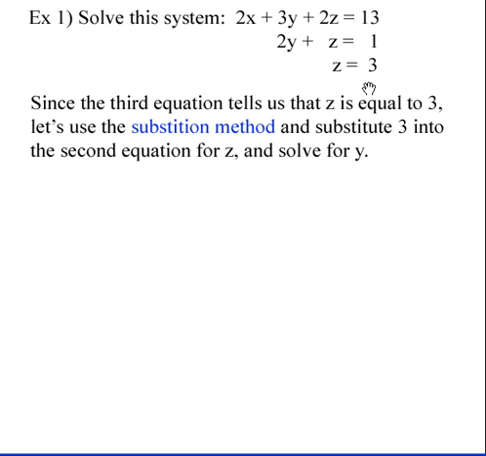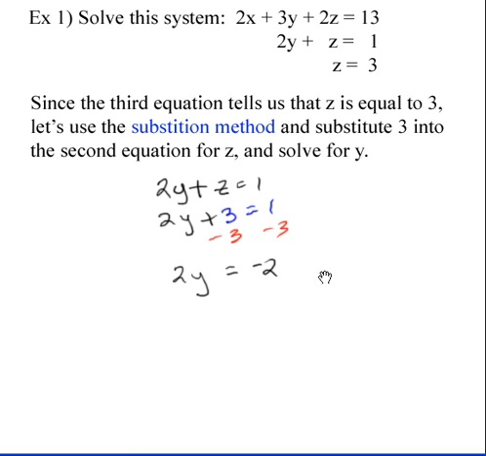Once we get it to this point, we know that z is equal to 3. So now we want to find out what y is. And there's only one equation here that has both y and z, so we're going to use that. 2y plus z equals 1. We're going to substitute in our value of 3 for z. We're going to subtract 3 from both sides, divide both sides of that equation by 2, and then we will find out that y is equal to negative 1.